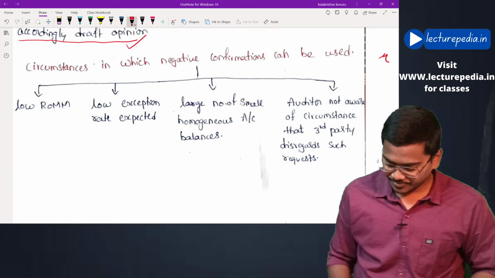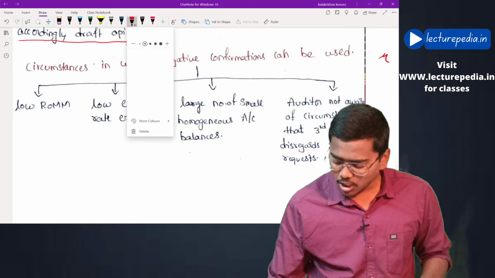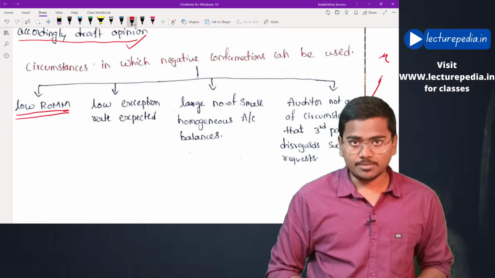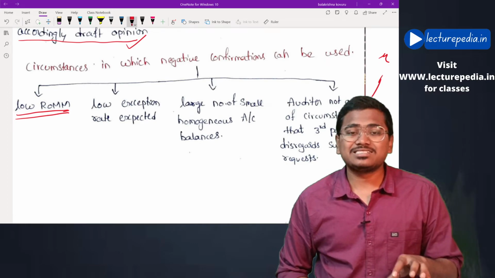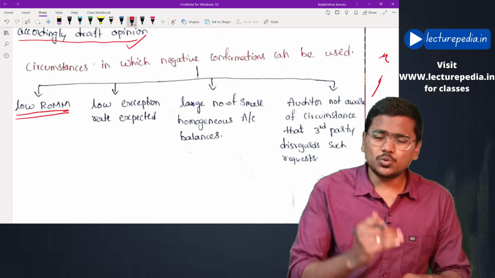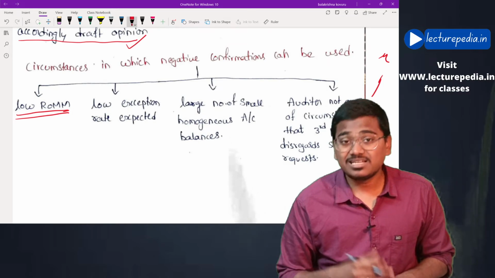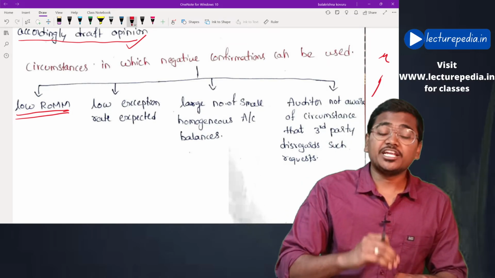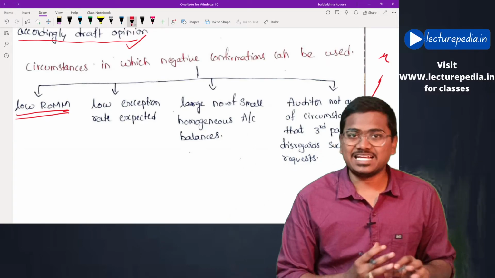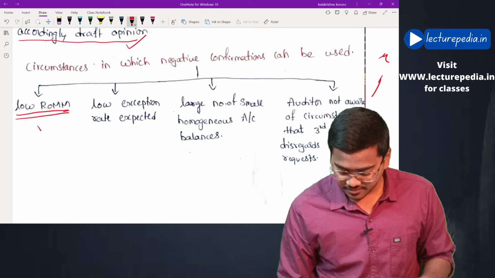What are they? First, the auditor finds low risk of material misstatement. In the area in which the auditor is seeking external confirmation, that area is prone to less risk of material misstatement. In that case, he can use negative external confirmation in those areas. That is the first situation.